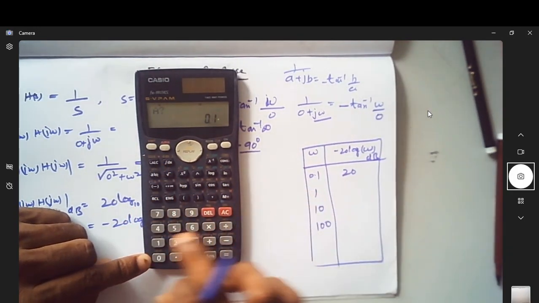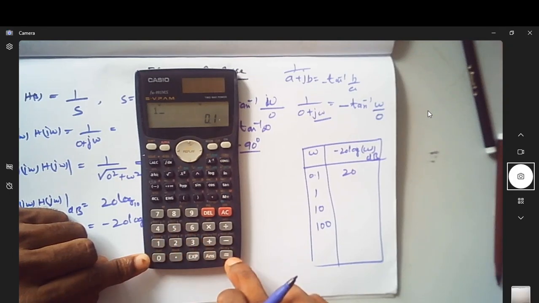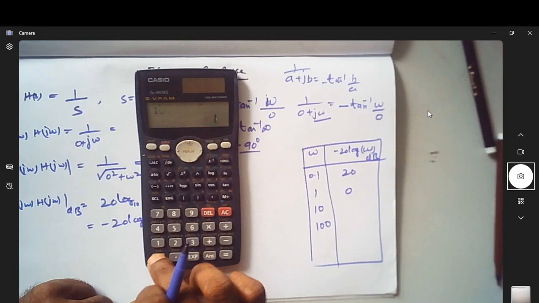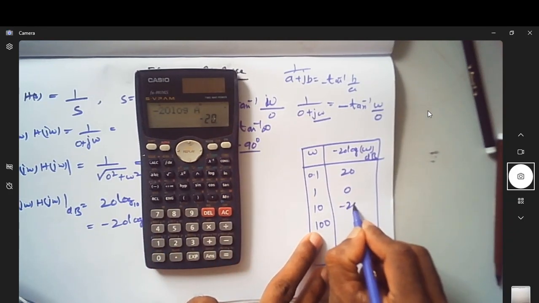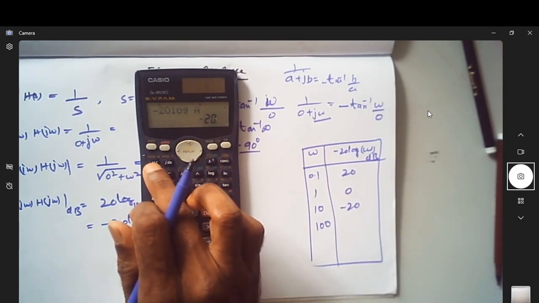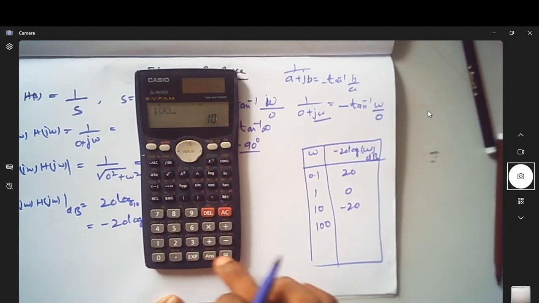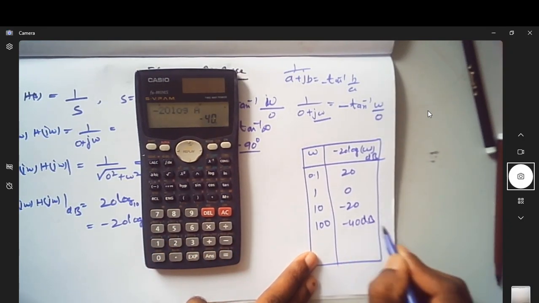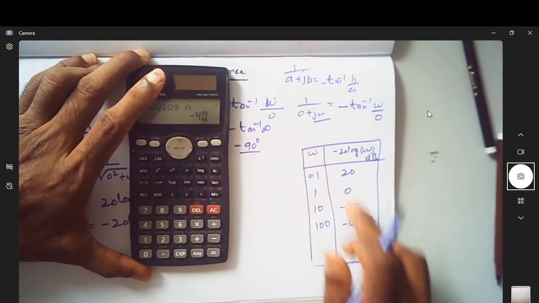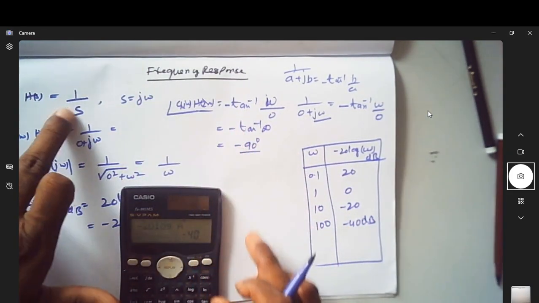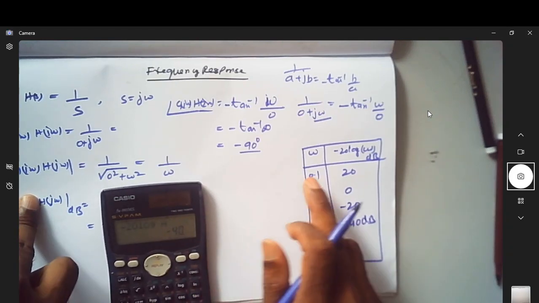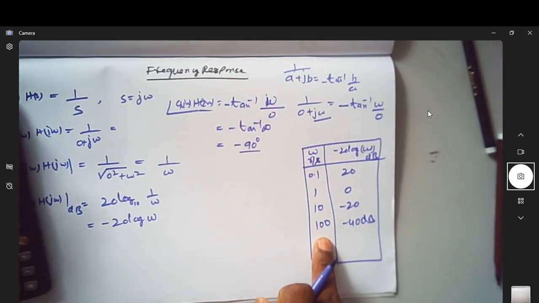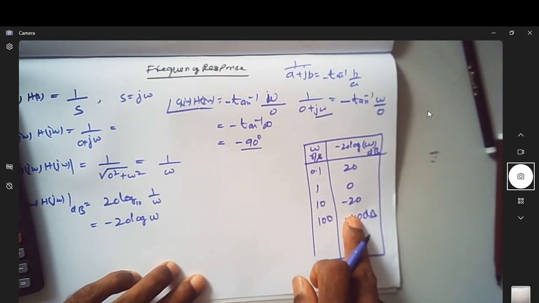Next calculate for omega of 1. It is now 0. Then calculate for omega of 10. You can see now it is minus 20. Calculate for omega of 100. You can see now minus 40, so this is minus 40 dB. So these are all the magnitudes of this term as the value of omega changes, in radians per second. These are the different values of frequency and these are the corresponding magnitudes.